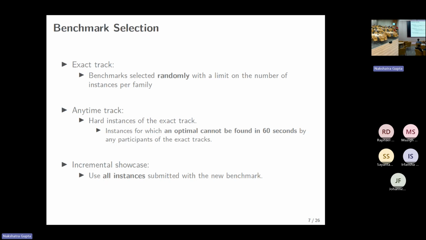Benchmark selection, again, same as before. We selected a random number randomly with a limit on how many benchmarks for every family. We ran the exact track, and then we looked at, well, which of those benchmarks were unsolvable by any of the solvers in 1 minute. And those ones we took as the anytime track. So the idea is to have more difficult instances. For the incremental showcase, we're calling it, we just took all of the benchmarks that the nice people sent us and ran the solvers on that.